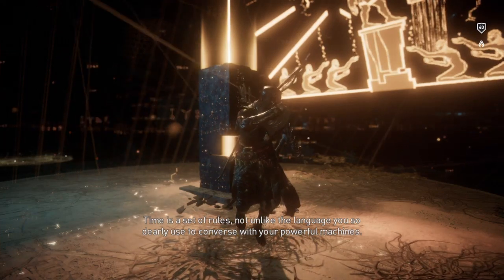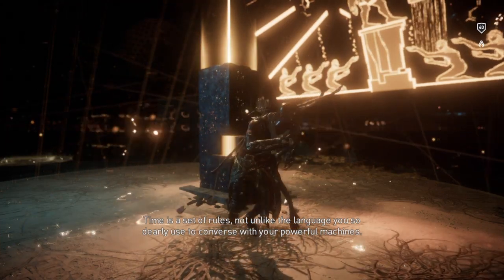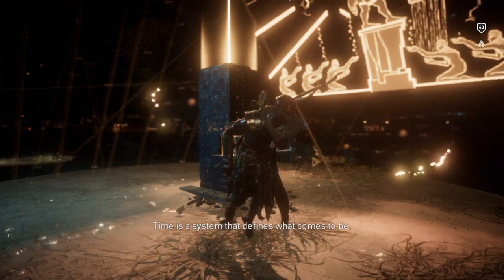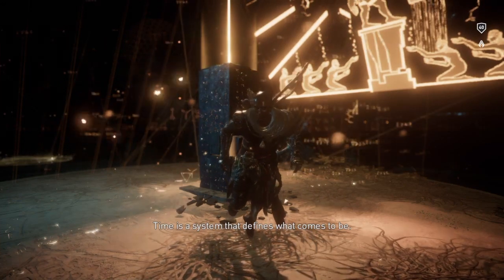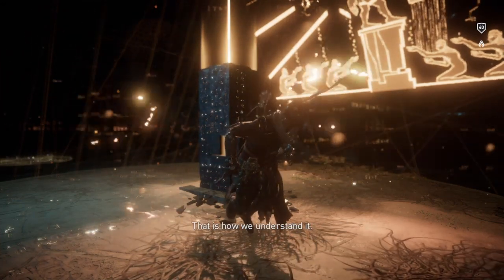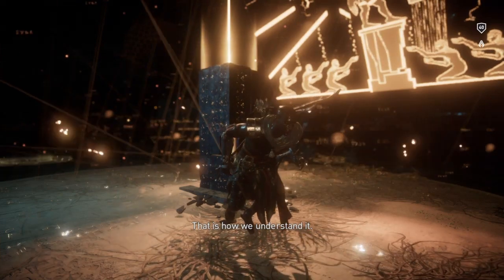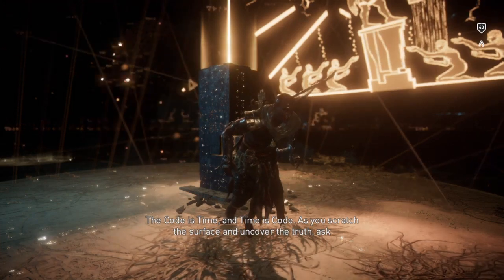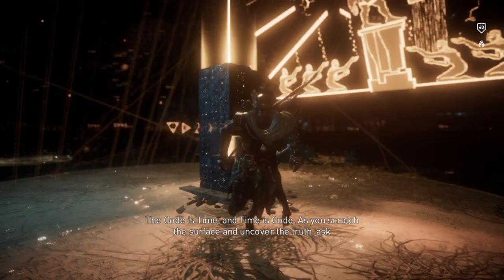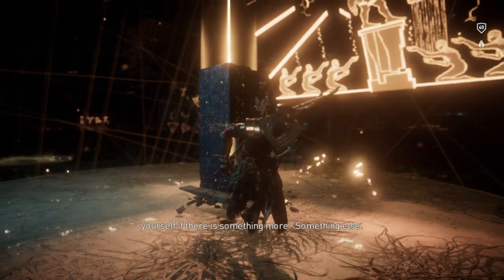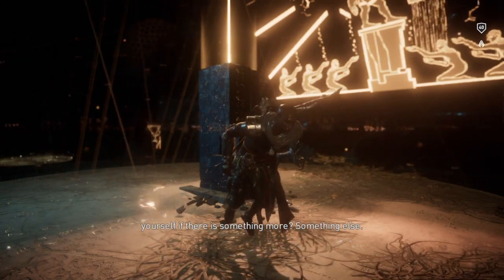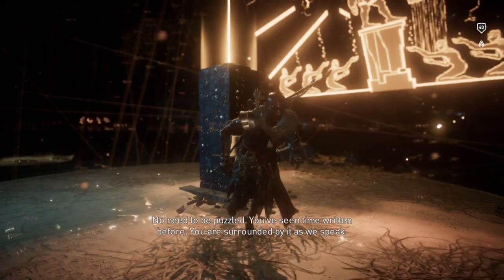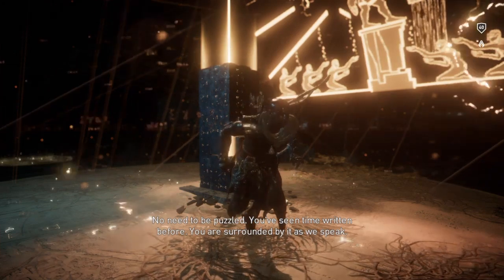Time is a set of rules, not unlike the language you so dearly use to converse with your powerful machines. Time is a system that defines what comes to be. That is how we understand it. The code is time, and time is code. As you scratch the surface and uncover the truth, ask yourself if there is something more. Something else. No need to be puzzled. You've seen time written before. You are surrounded by it as we speak.